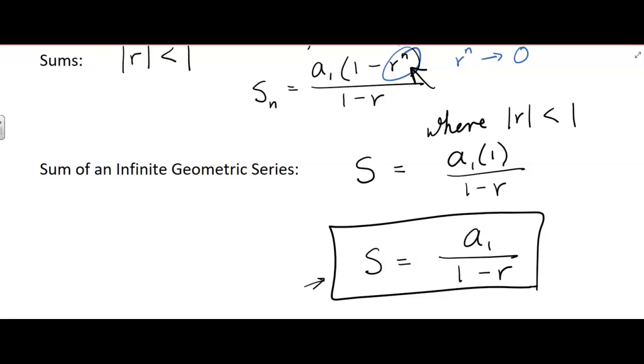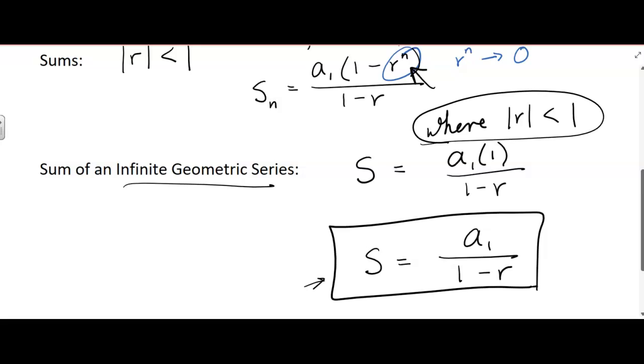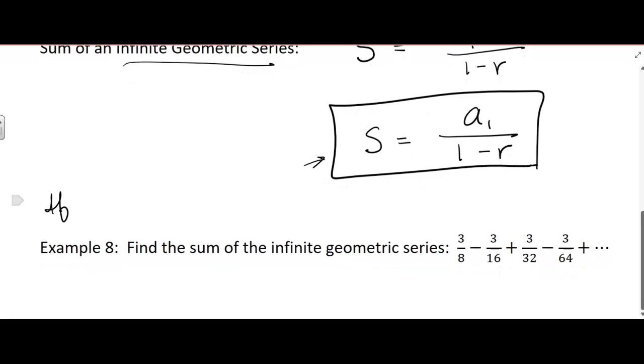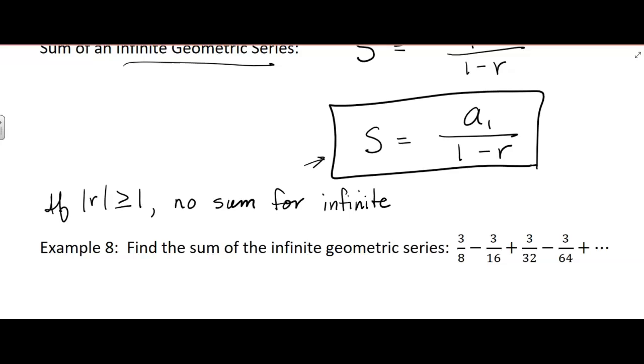So remember, you can have the sum of an infinite geometric series, but it's only if your absolute value of r is less than 1. If the absolute value of r is greater than or equal to 1, there's no sum for an infinite geometric series.